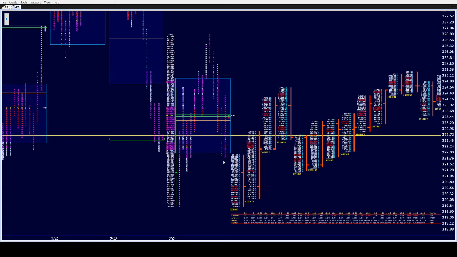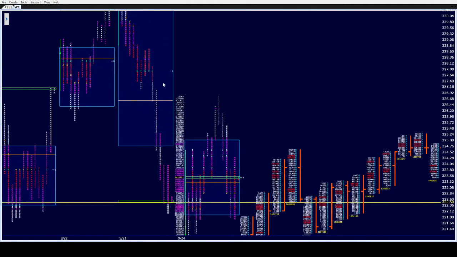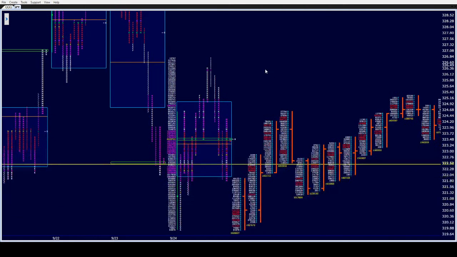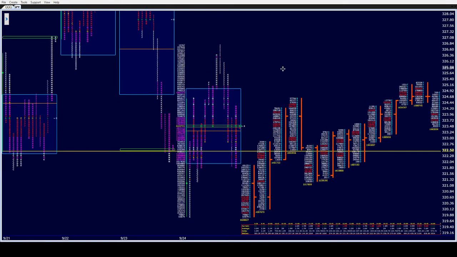If we get acceptance below M's range, odds are you get the low and those other two weekly lows. You take out M's high and get acceptance above it, good chance you test yesterday's high and attempt to fill the rest of the trend day and get into the upper distribution from the 23rd, right? Plain and simple.